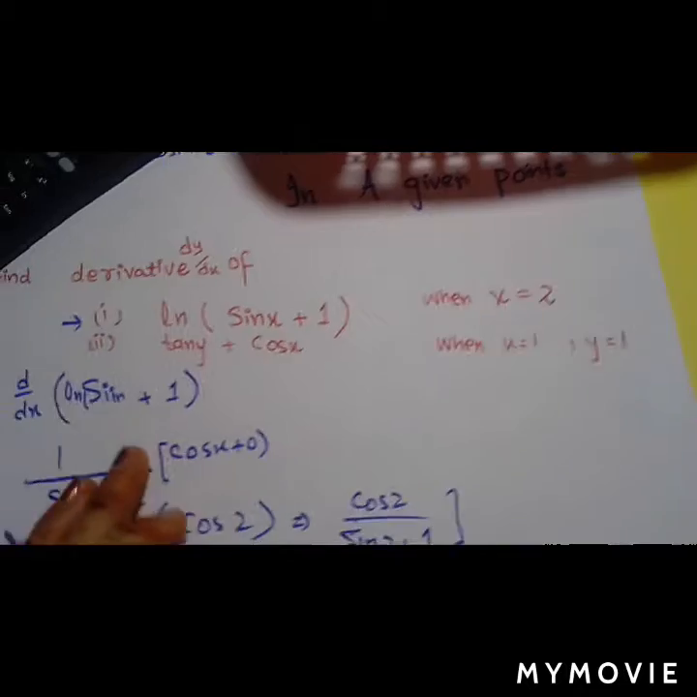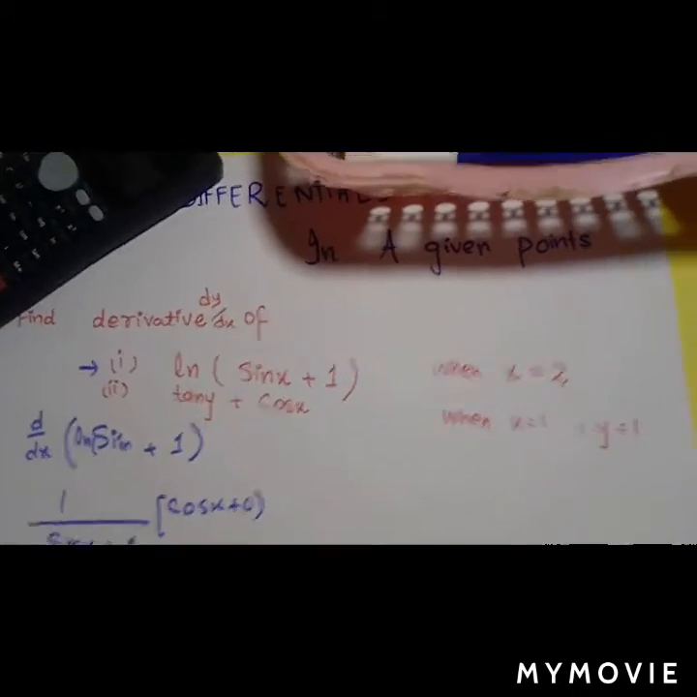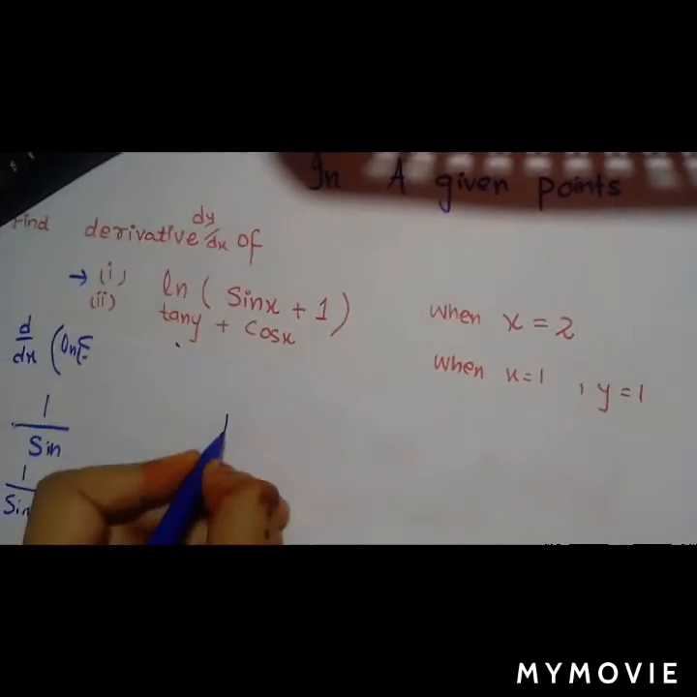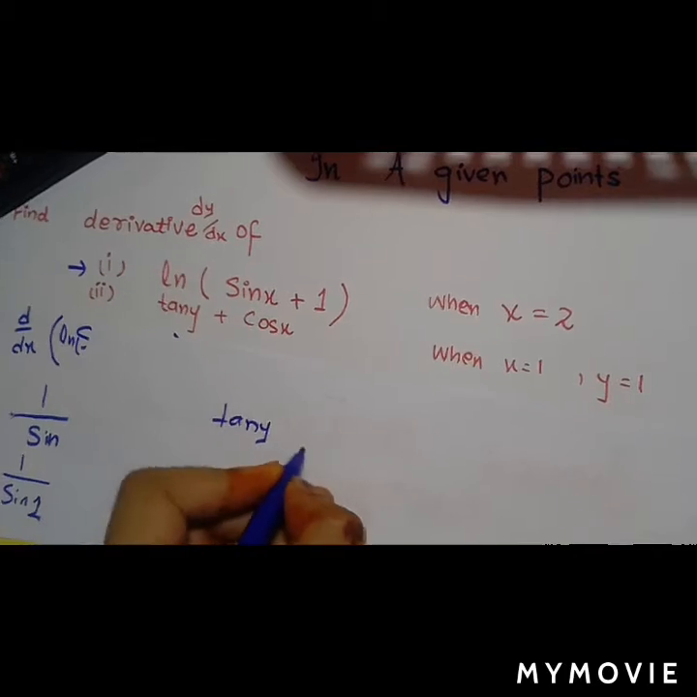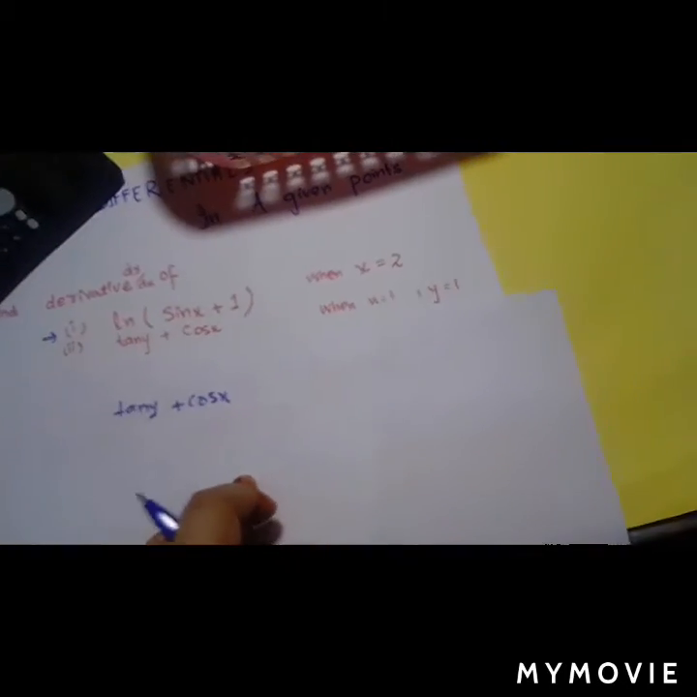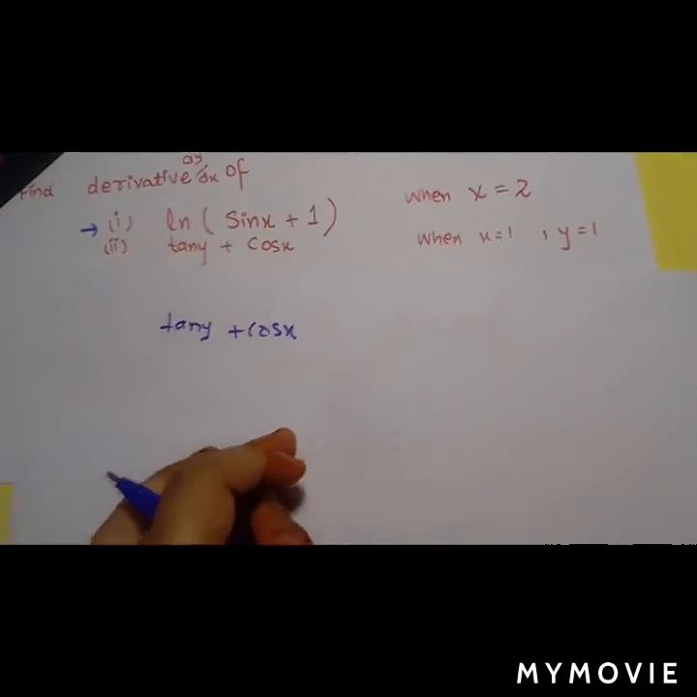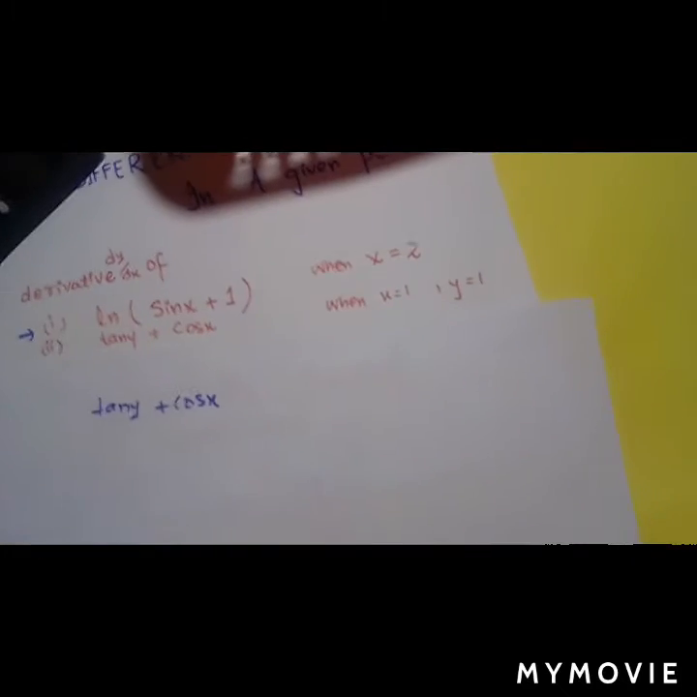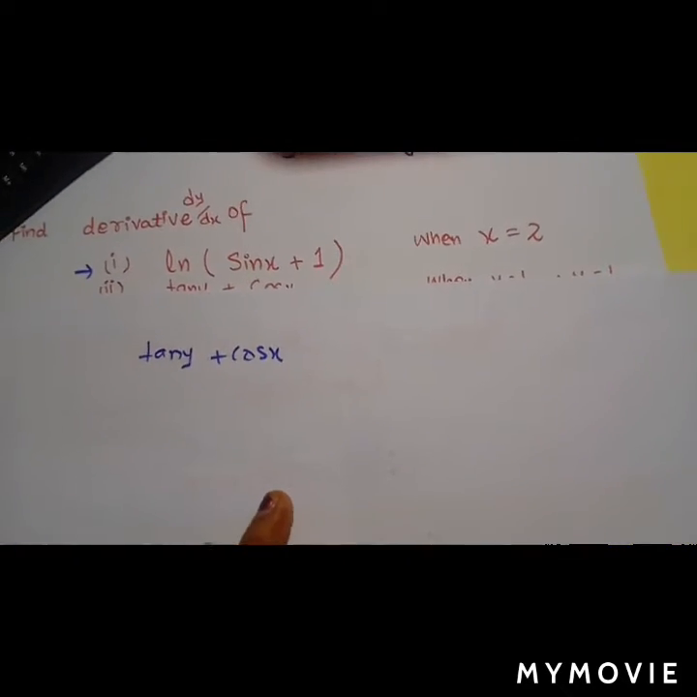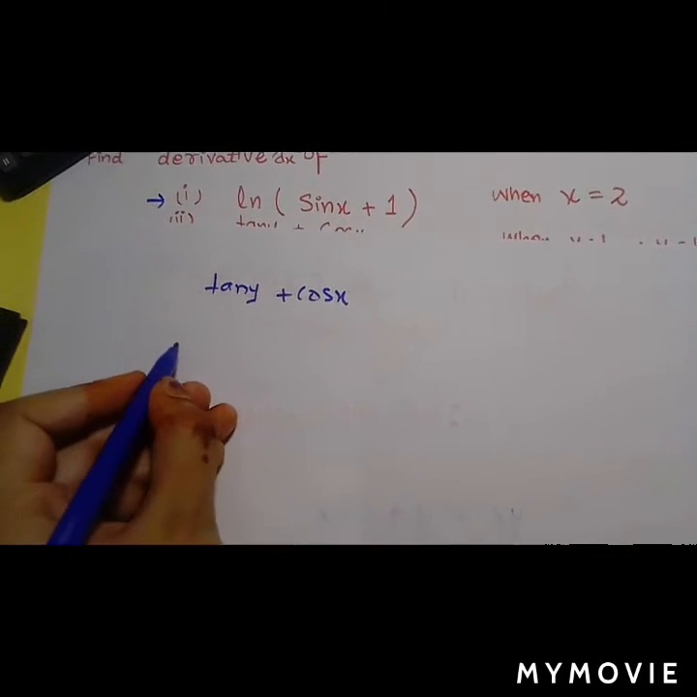Okay, now another question which we have to follow is tan of y plus cos of x. We have to find its dy by dx, or derivative you can say it, and you can also say it f prime of x. Okay, x and y are given because we are finding derivation at a given point. Let's start. dy by dx with respect to x.